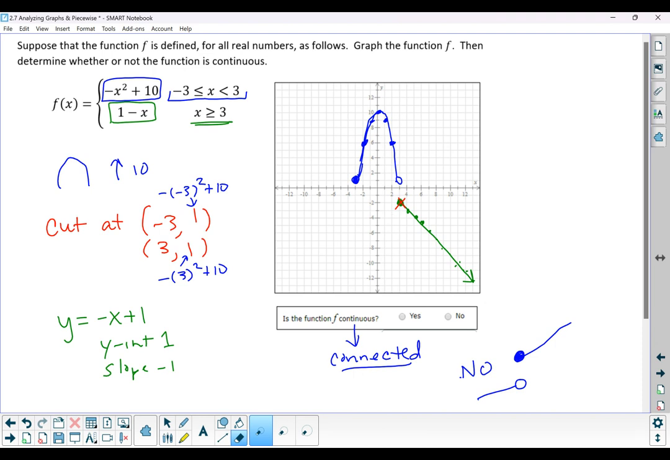So we've got our graph now. The follow-up question is, is the function continuous? You would just want to look for if it connects or not. For this example, it would be no. If this section of the line had been right here, then we would say yes, it is continuous. But since ours is down here, that's a no for continuity.